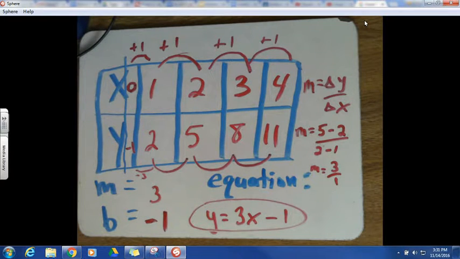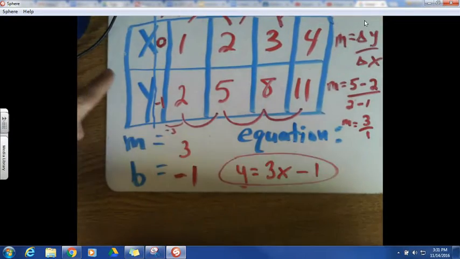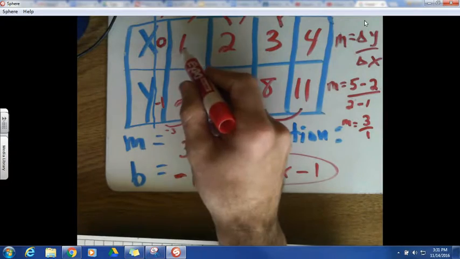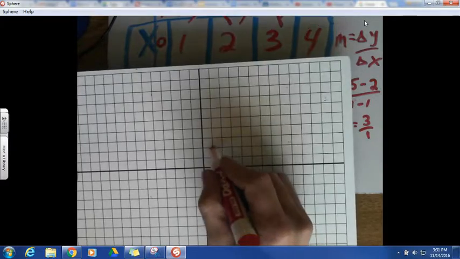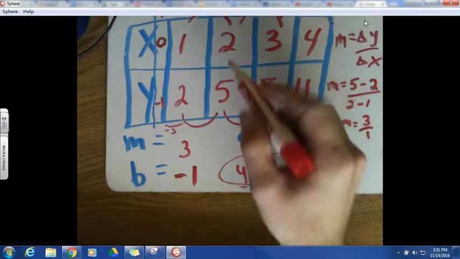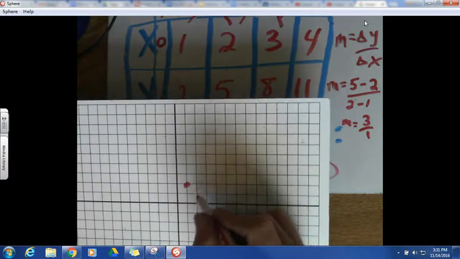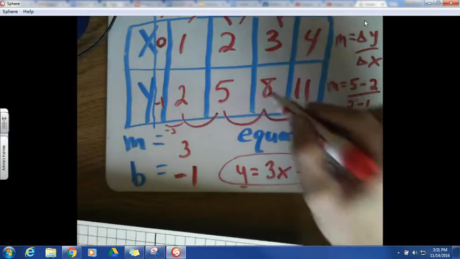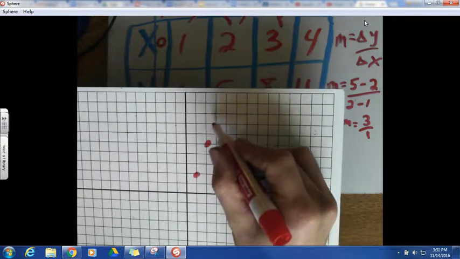The other way we can do this problem is by making a graph from the points that we were given. So we're going to use this xy table to make a graph. I'm going to graph some of the points here. We have x equals 1, y equals 2. So let's put that on the graph. x1, y2. There's a point there. x2, y5. x over 2, up 5. x3, y8. 1, 2, 3, up 1, 2, 3, 4, 5, 6, 7, 8.